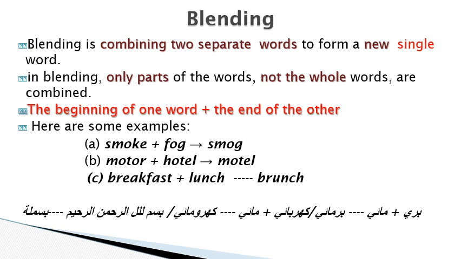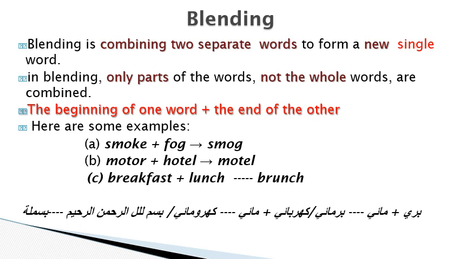So what is the procedure in blending? In blending, we take the beginning of one word and the end of the other word. We take, for example, the first two letters from the first word and the last two or three letters from the second word, and we blend the selected letters to form a new word. Like smoke and fog, we have smog.